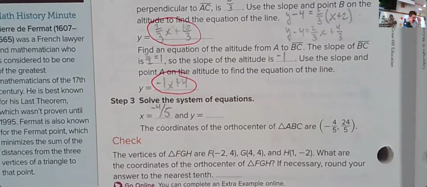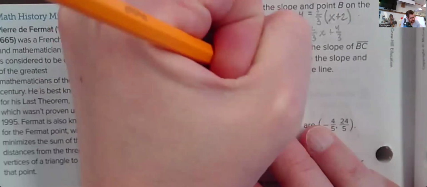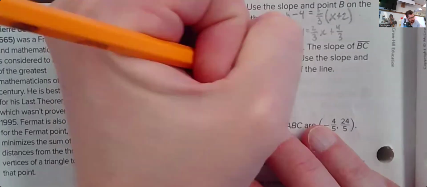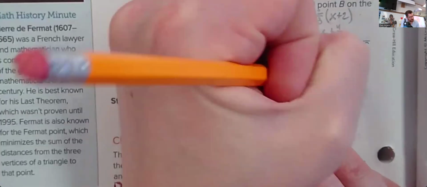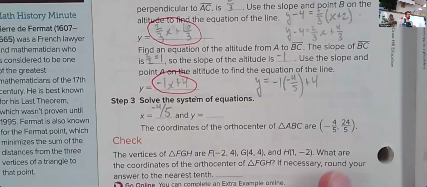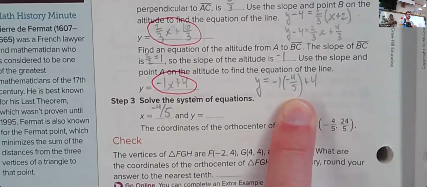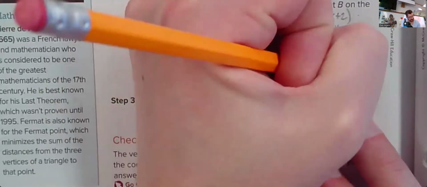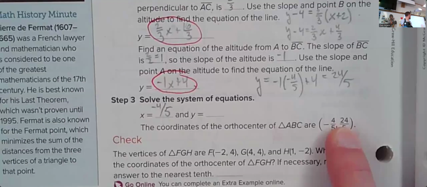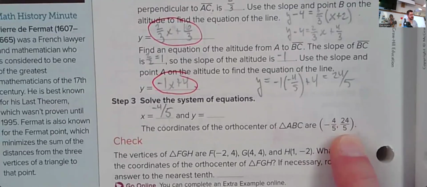So we're going to say y is equal to, we can actually just do that right here. Y is equal to -1 times -4/5 plus 4. And if you want to, you can just type that directly into your calculator like that. -1 times -4/5 plus 4. Which is the same thing as 4/5 plus 4. What does that equal? 24/5, which makes sense because it told us the answer down here that the y coordinate is 24/5.